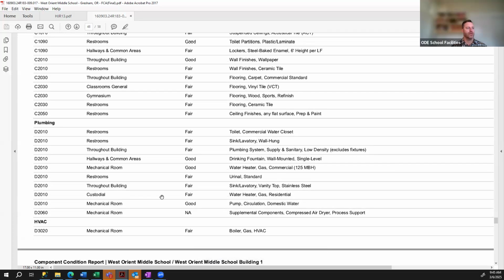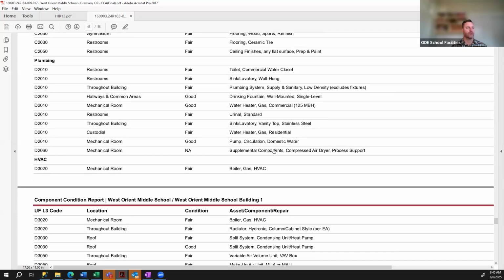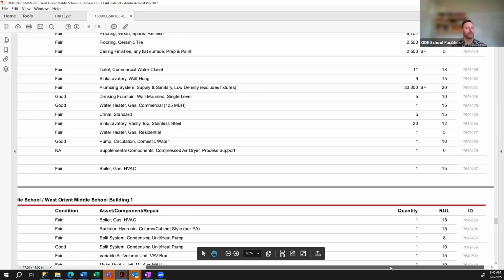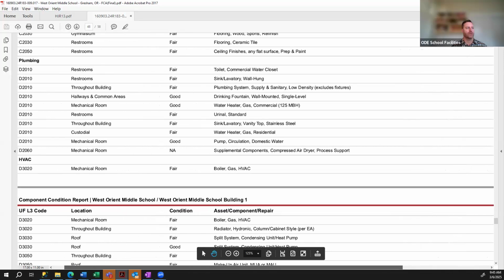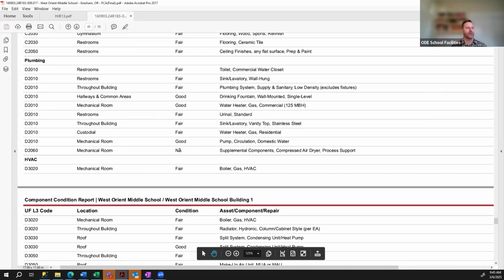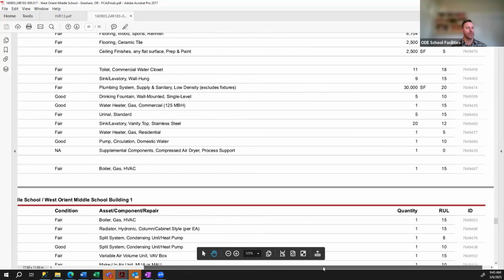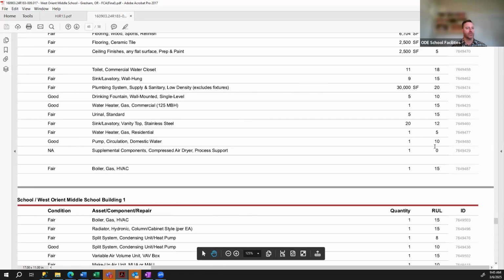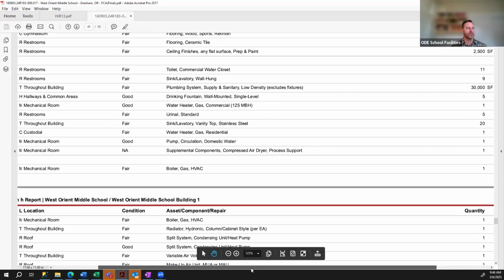If you see anything in here that says poor, or here, plumbing, mechanical room, supplemental components, compressed air, says not applicable, but it should say poor or failed right there. So that's another mistake by the contractor, because that was one of their immediate needs, that it needs to be replaced.